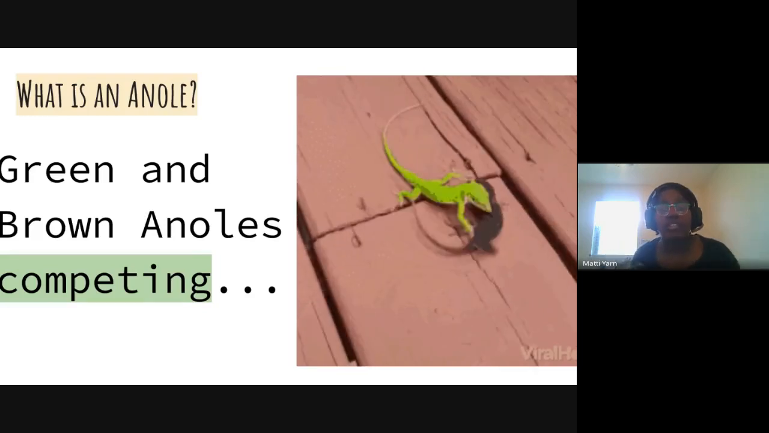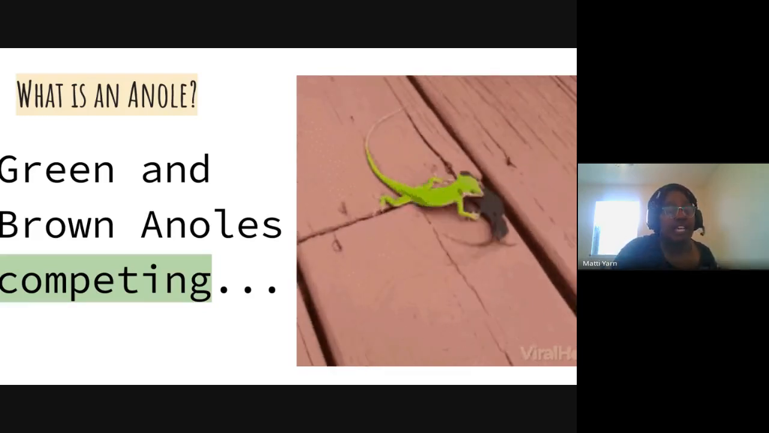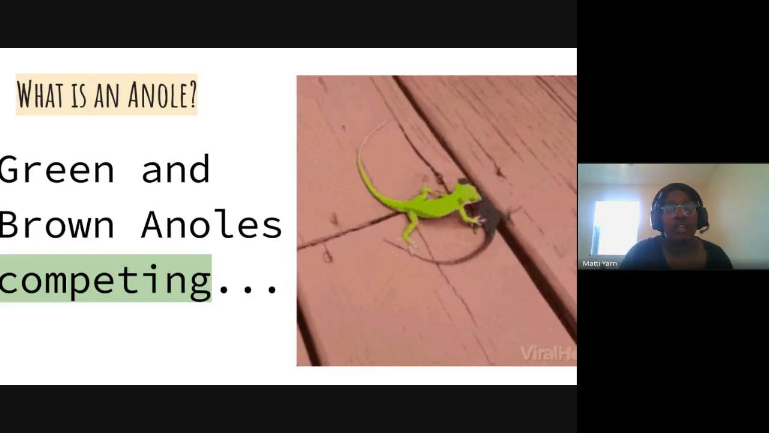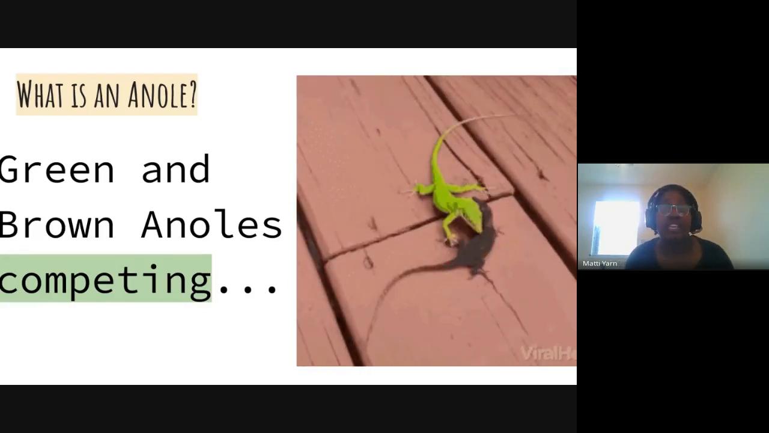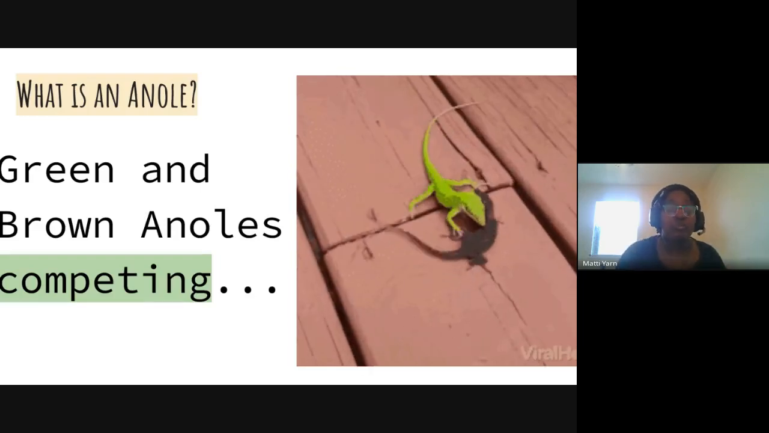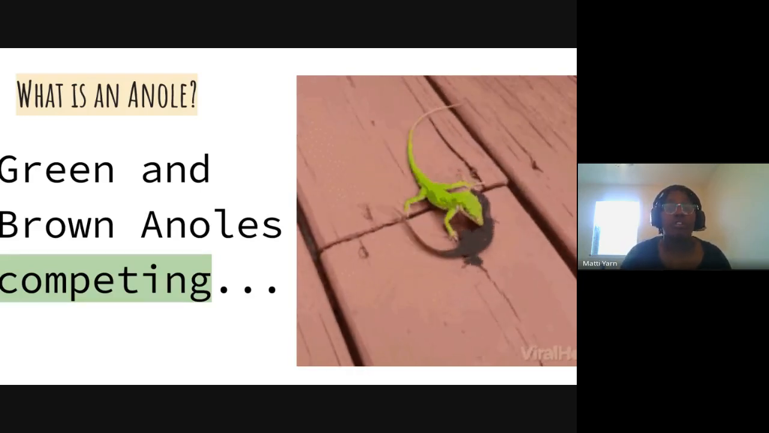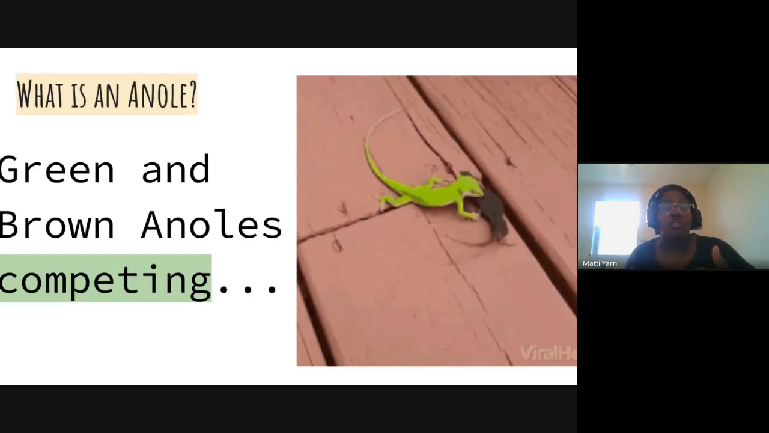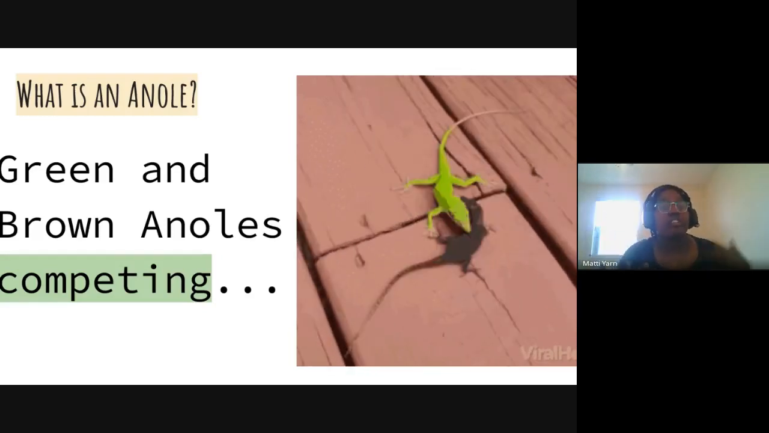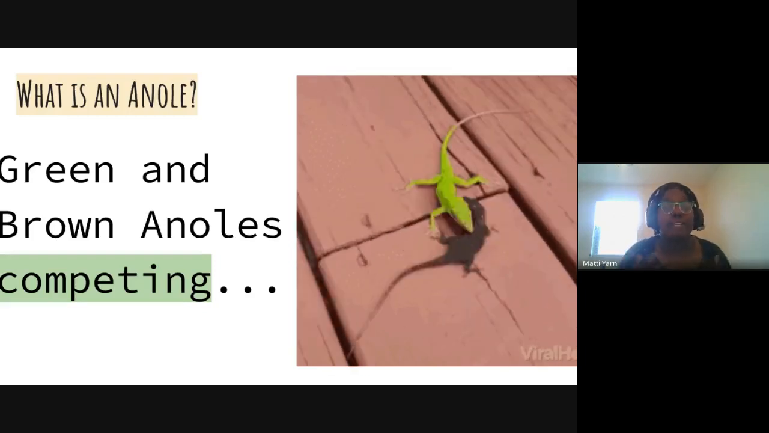Okay, so we can see there are two main types of anoles that they have been studying because at one point they became basically two different species through the process of speciation because they changed so much over time. They were no longer able to reproduce together. So they have become two different species. So we can see these green anoles and these brown anoles engage in competition.